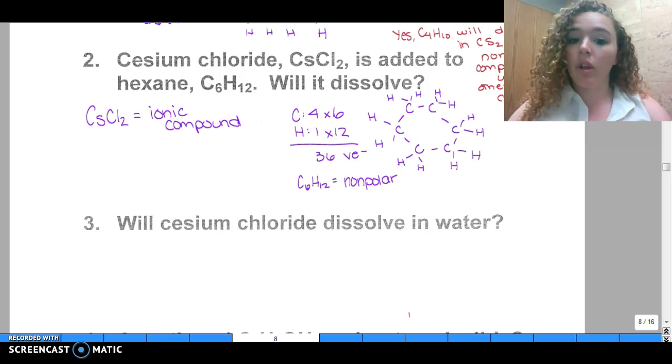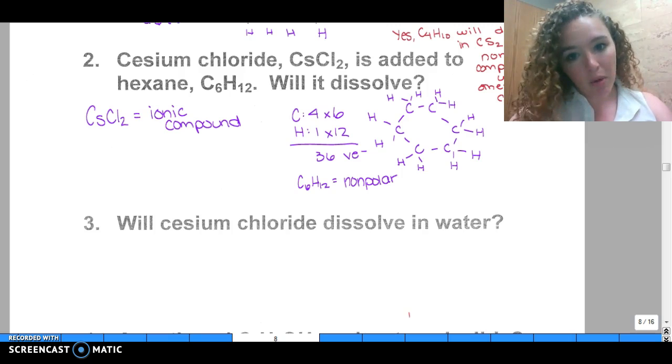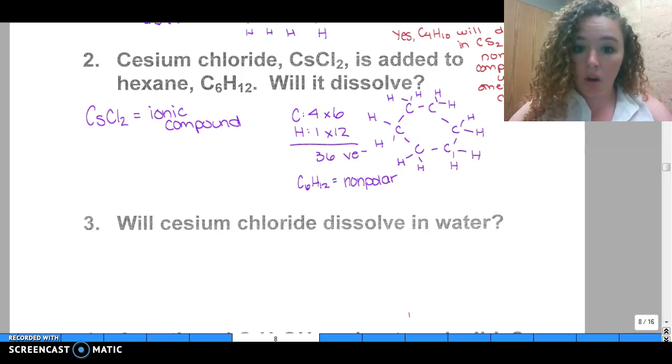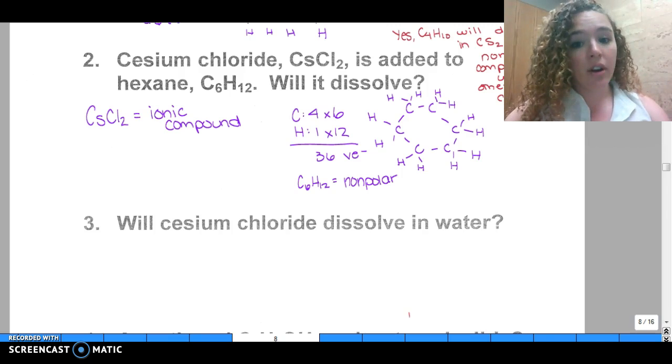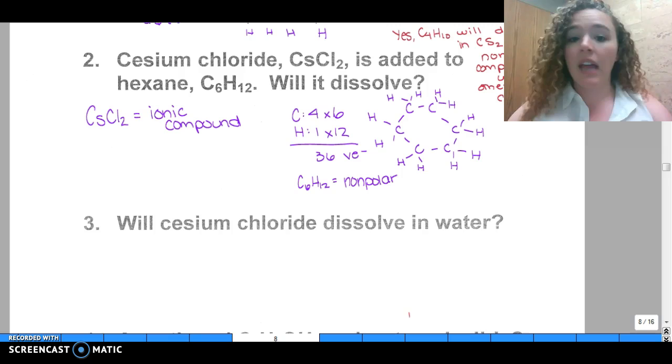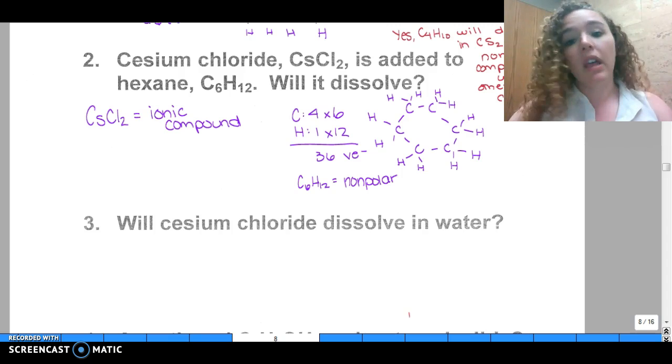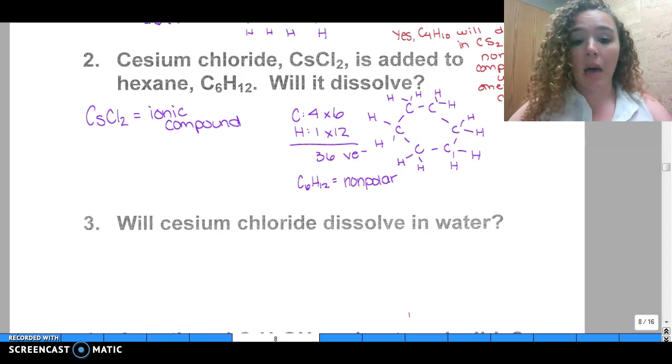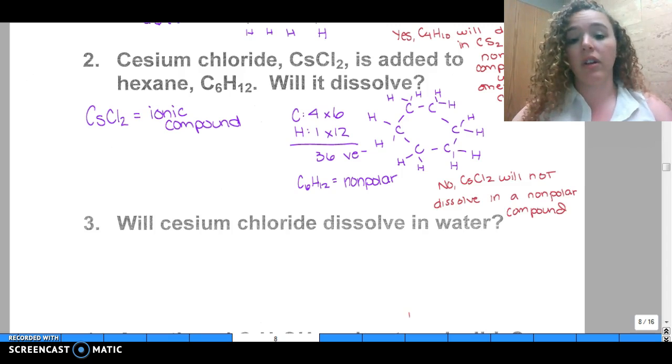So the question is, will an ionic compound dissolve in a nonpolar compound? The answer to that is no. Ionic compounds are very much like polar compounds and not at all like nonpolar compounds. So like dissolves like is going to tell us that this doesn't work here. Ionic compounds will not dissolve in nonpolar compounds.